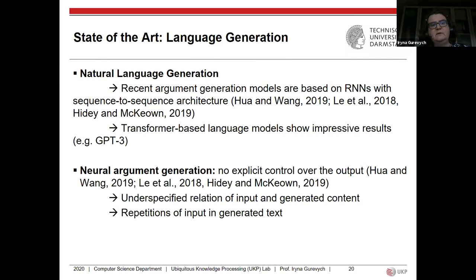However, in that work, the main limitation is that there was no explicit control over the generated argument. It could be the case that we input an argument and want to generate another new argument, and the new argument becomes unrelated to our input, so it can go in different directions. We don't have the possibility to control the output. And these systems also suffered from limitations which are well known in the domain of NLG, like repetitions of input in generated text.